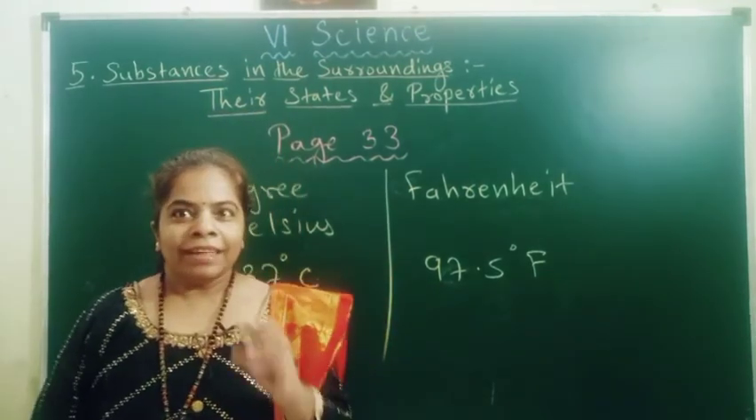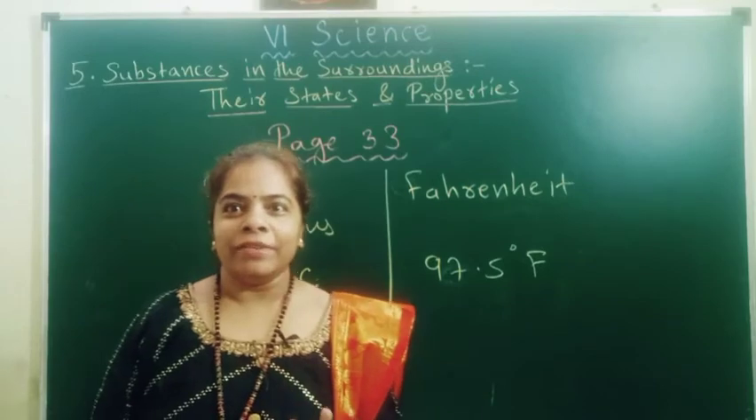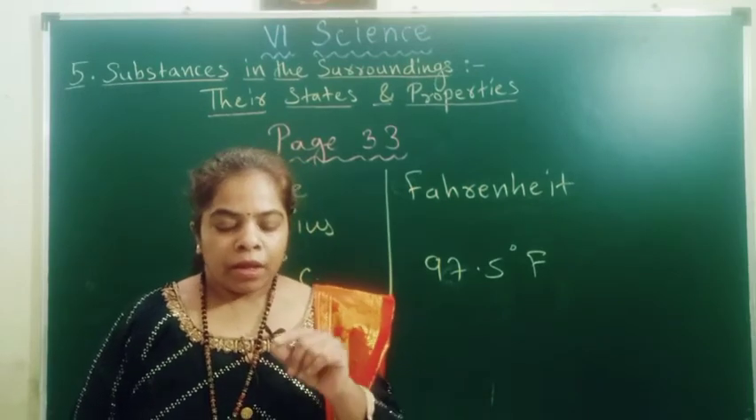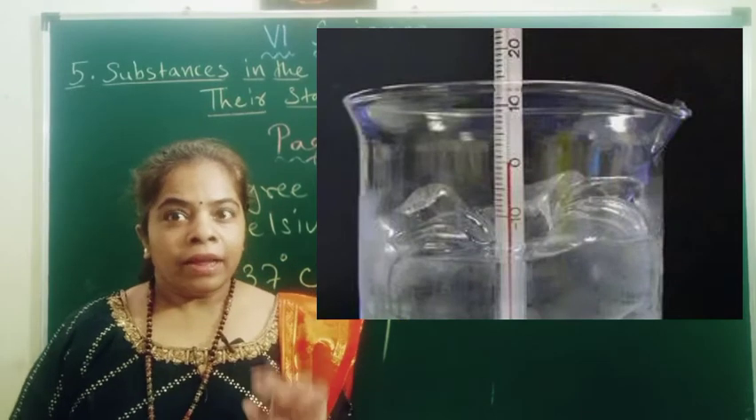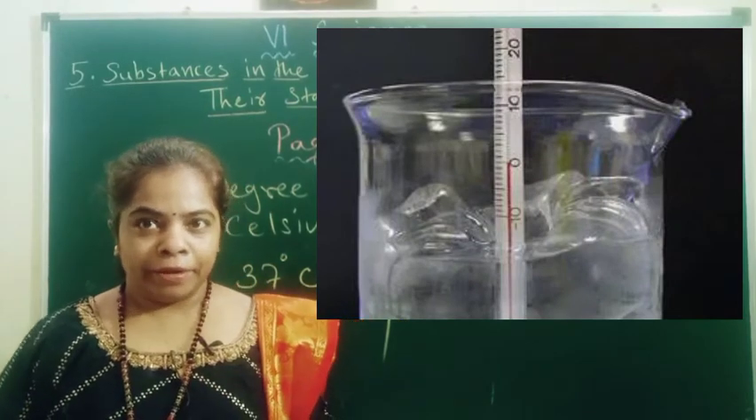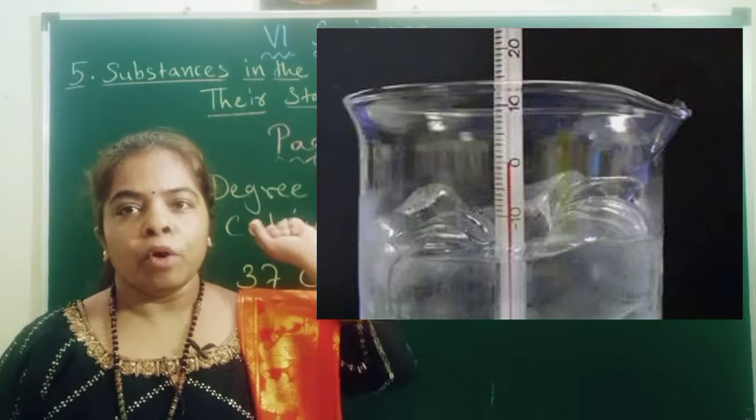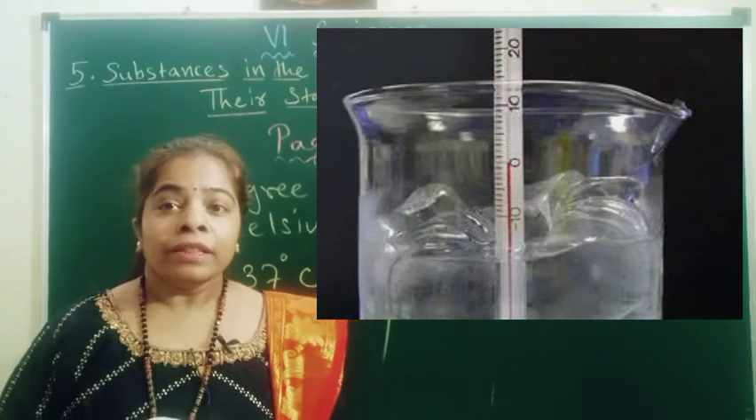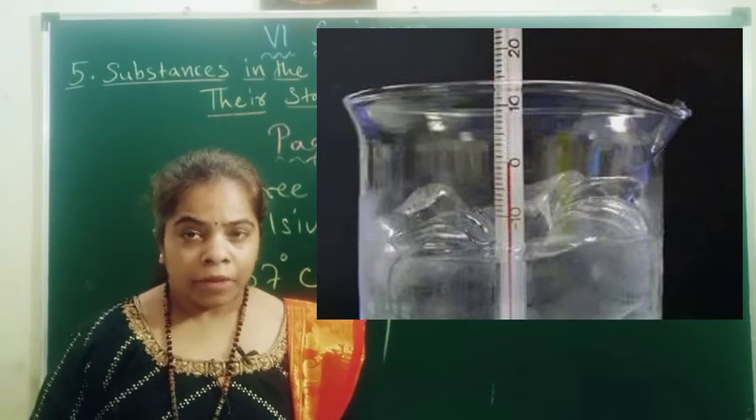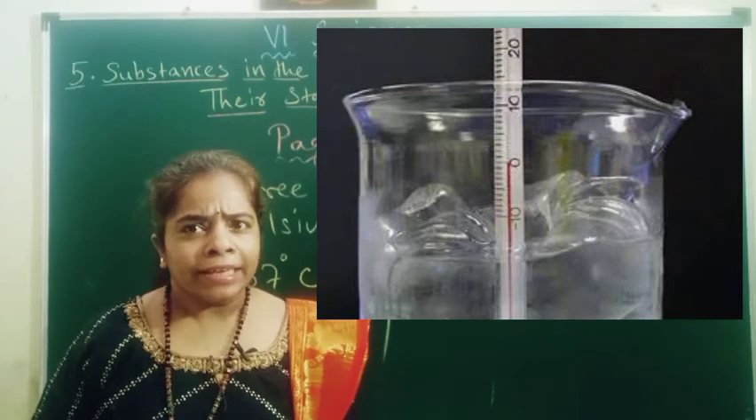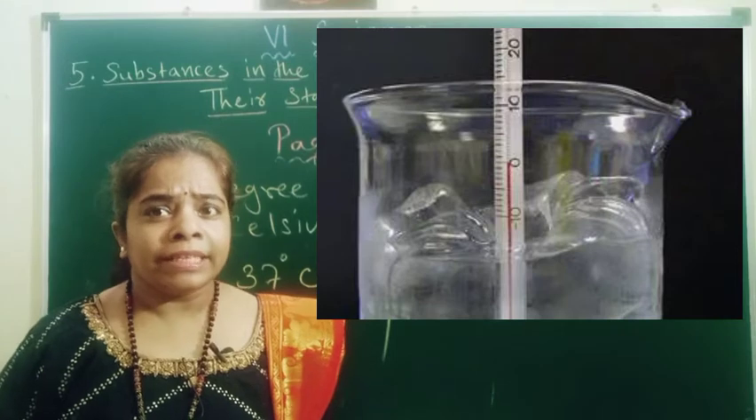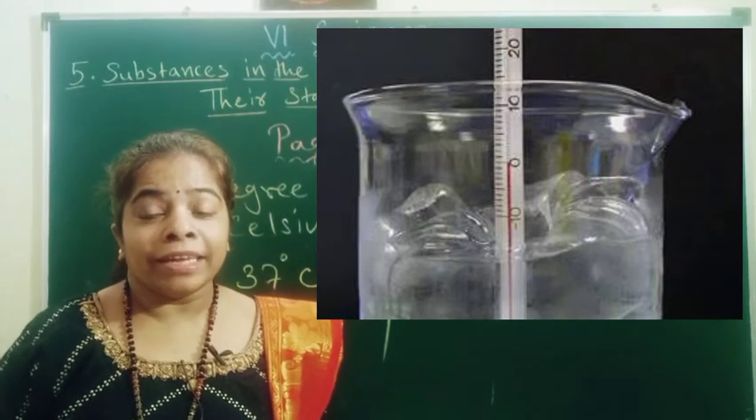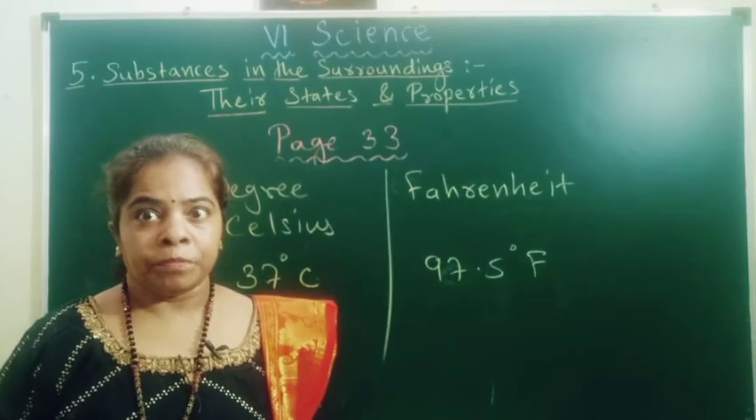Now see children, this is also one nice activity given in our textbook. There is a beaker, you can see the picture there also, and ice is kept in that beaker, and we are keeping a thermometer to measure the temperature of the ice. We know that the temperature of ice is going to be 0 degrees Celsius, but we'll see how the temperature is changing in the thermometer.